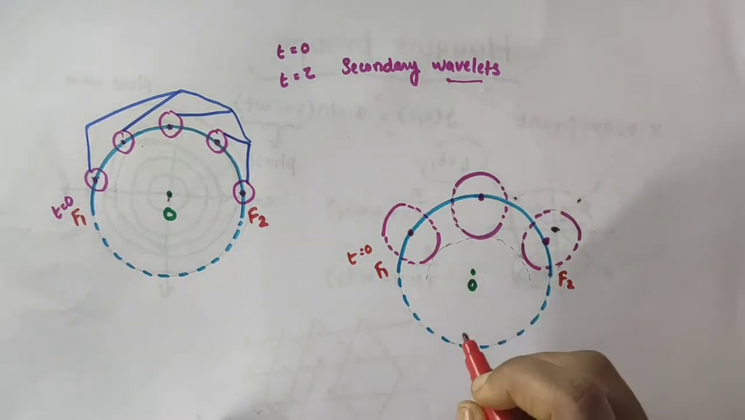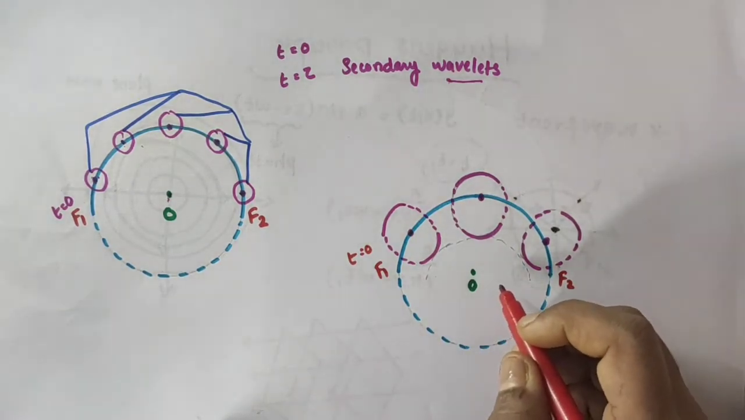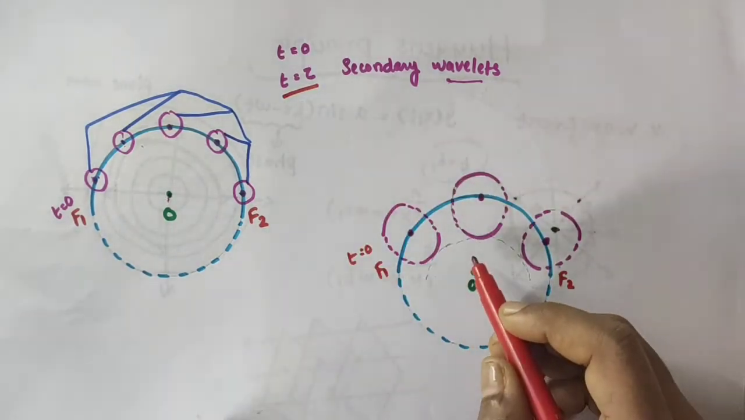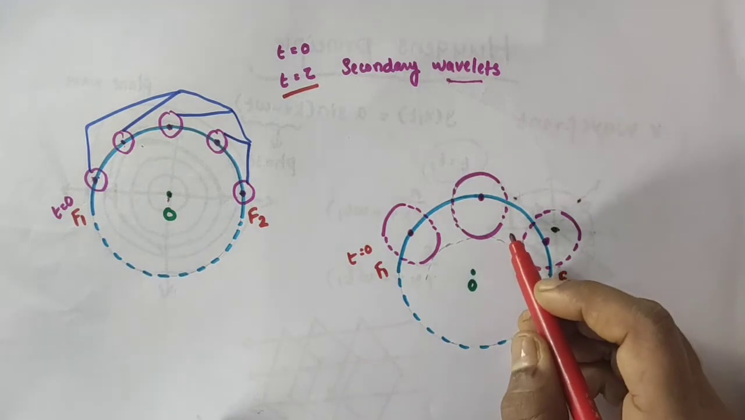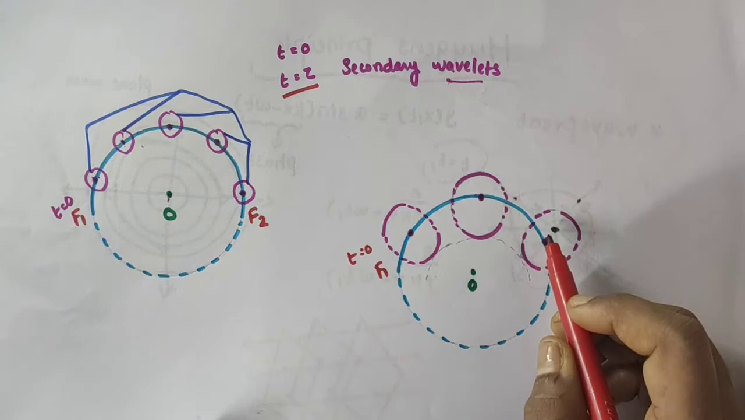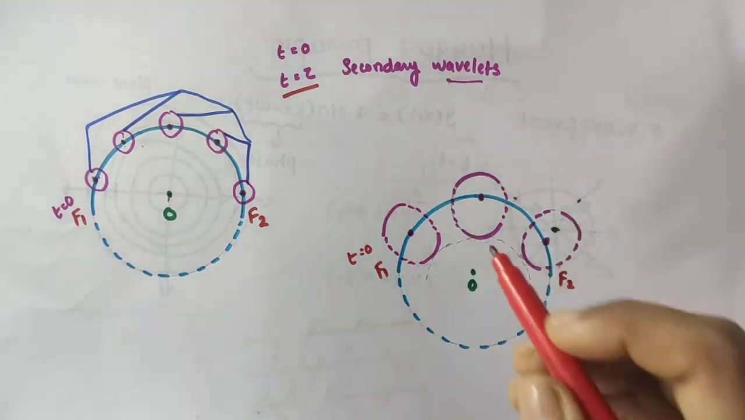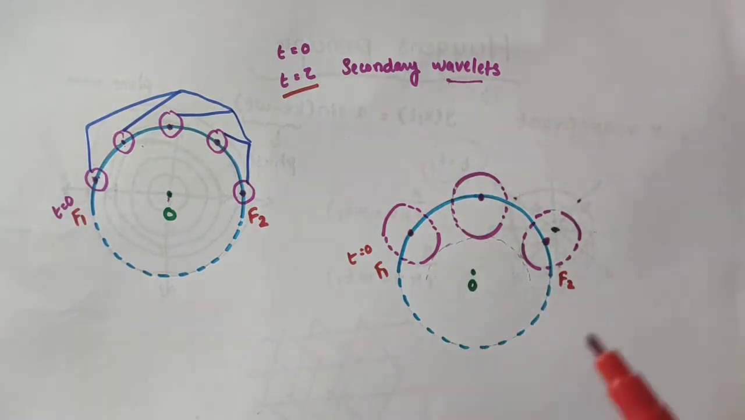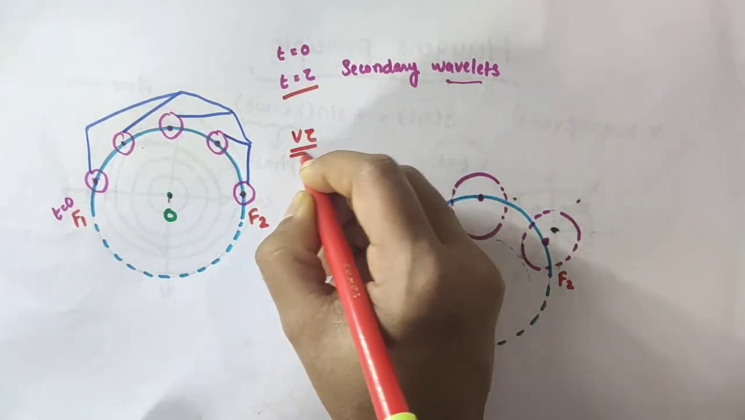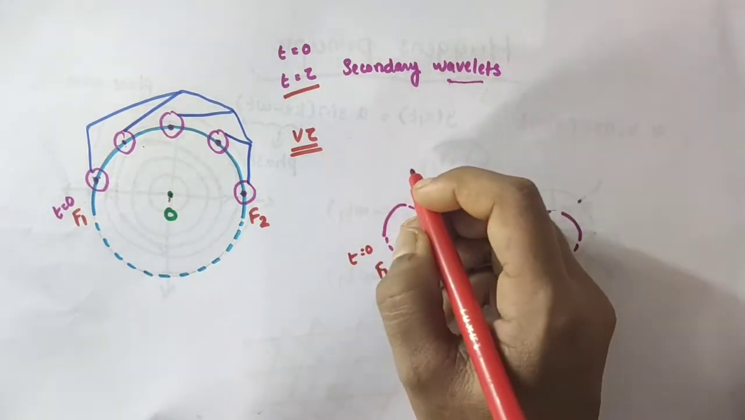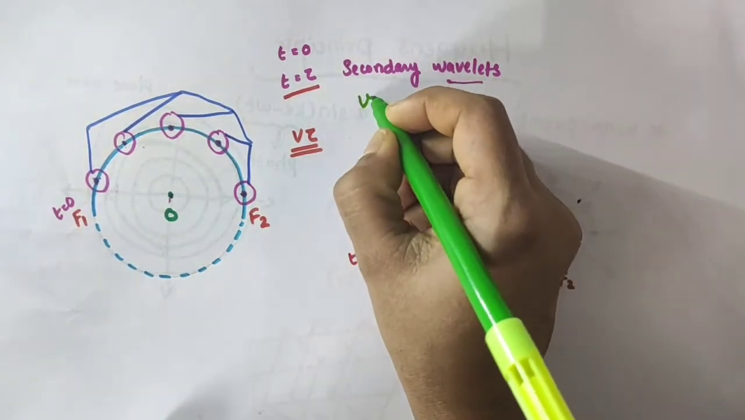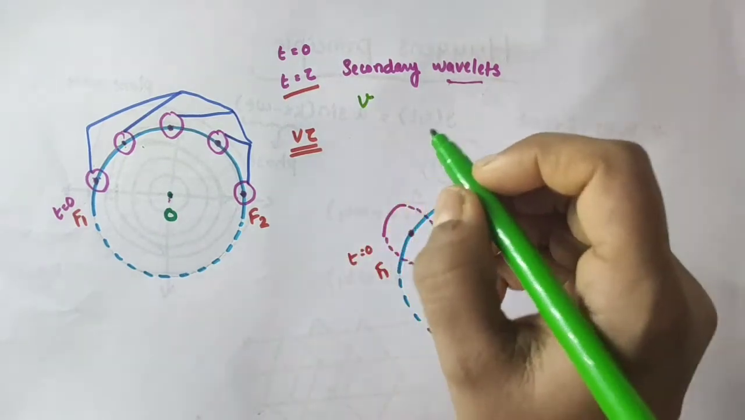Now, if we wish to determine the shape of the wavefront after some time, say t equal to tau, we just want to draw spheres of radius v tau from each point on the spherical wavefront. Why do we want to draw spheres of radius v tau? Because, you see, the speed of the wave, let it be v, is also the speed of the wavelet.